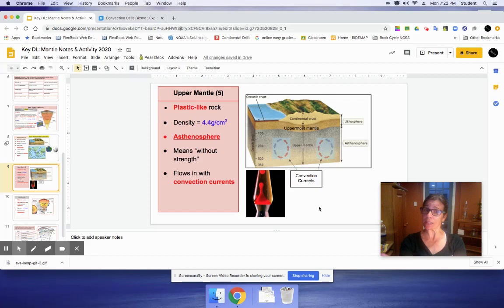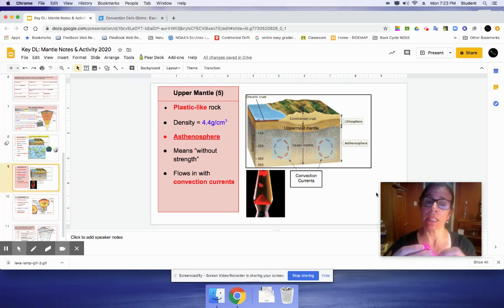So that's the upper mantle. The upper mantle has plastic-like rock. It's solid, but it has this very unique ability to flow, very similar to silly putty. It's called the asthenosphere. That's the alias for the upper mantle. It's the same thing. So when I say asthenosphere, think upper mantle.